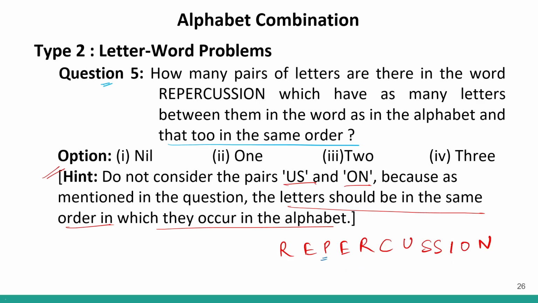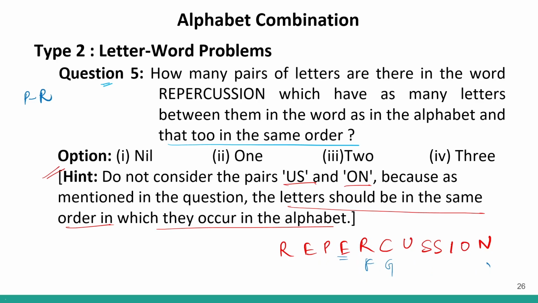After P, we have Q, R, S, T, U, V, W, X and Y. Do we see anything common? Yes. I can see R being common. So one pair will be P, R. Right? Let us move to E again.